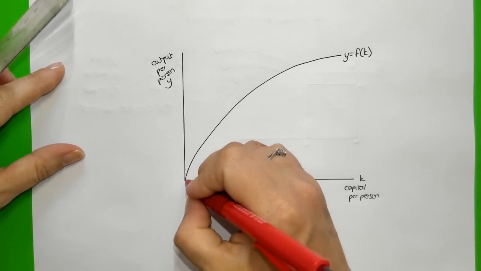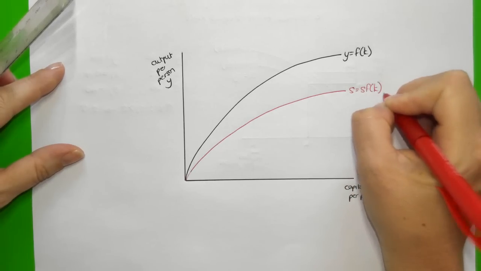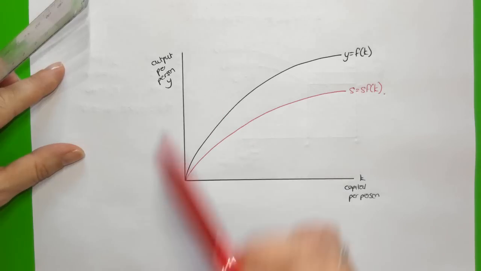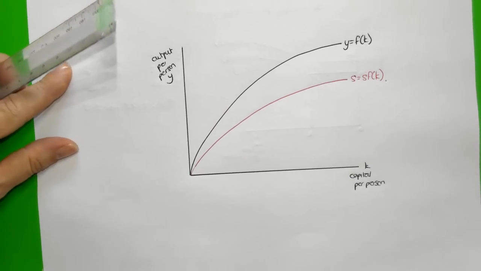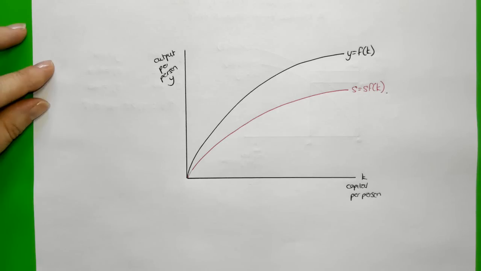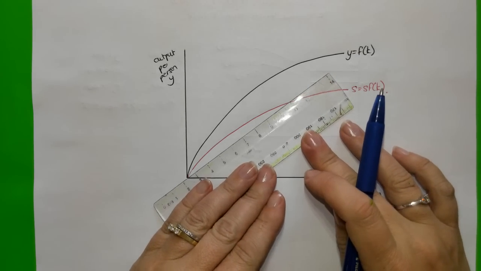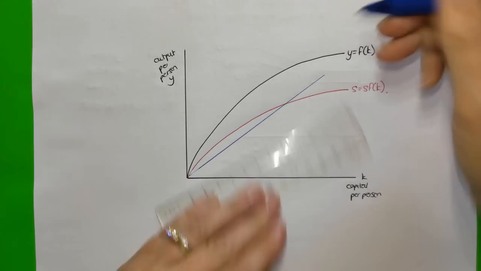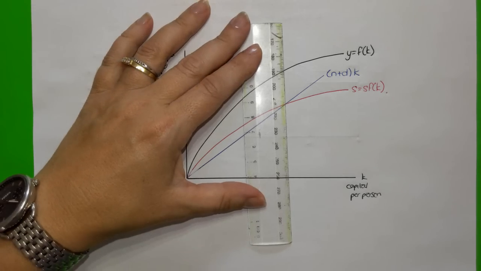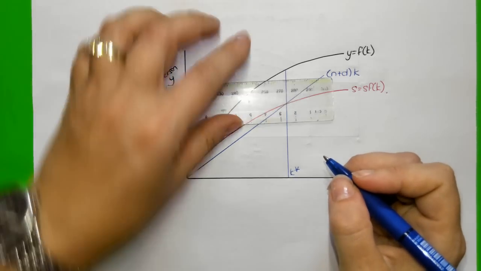We draw in the savings function, S equals sf(k). And the savings function is positively sloped because as capital per person increases, output per person increases at a decreasing rate. We save a constant portion of our output per person, which increases at a decreasing rate, and therefore savings per person also increases at a decreasing rate. I'm also going to draw in the investment requirement line here, (n + d)k. And what this allows us to do is establish at what capital to labor ratio steady state occurs.